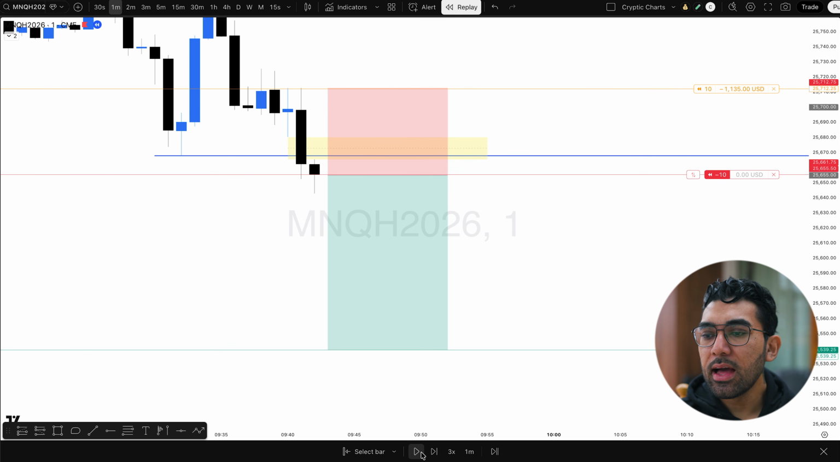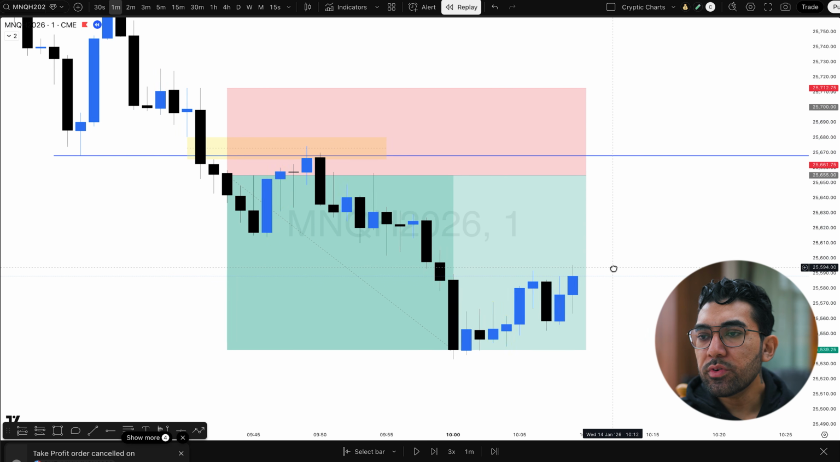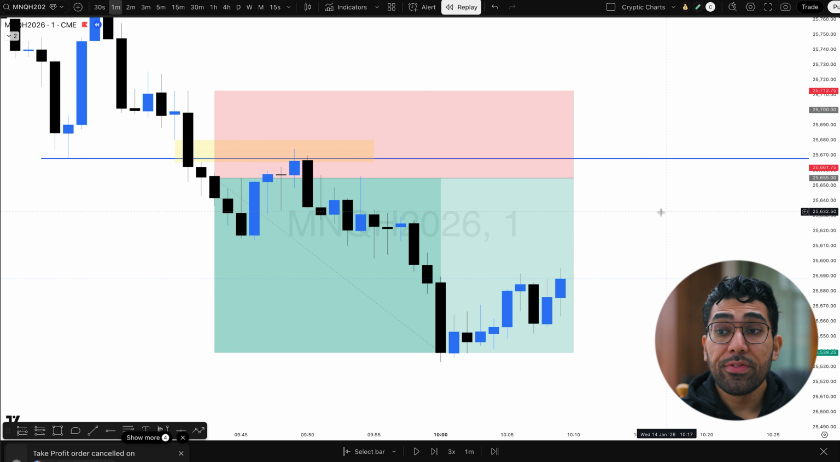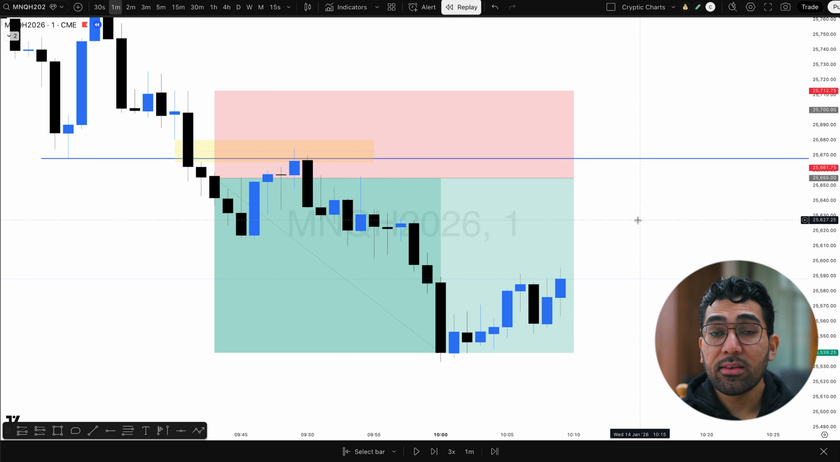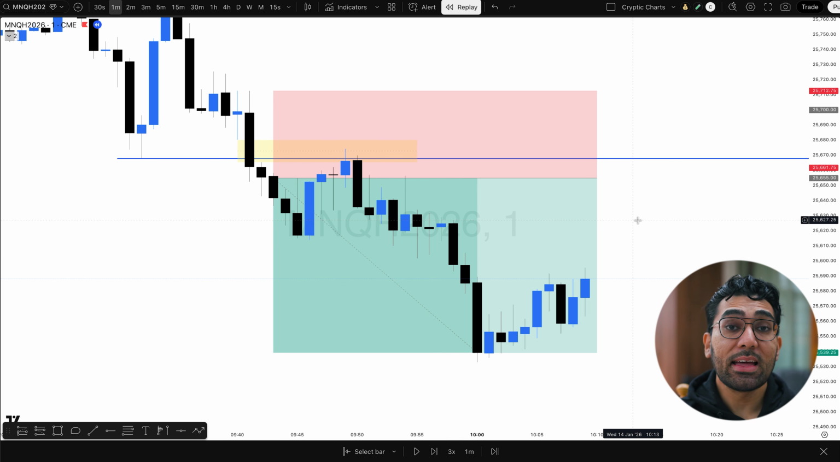So let's go ahead and see how this plays out. There we go. Target hit. That's over $2,000 that would have been made on that trade. And it went from 9:43 up until about 10 o'clock. So about 17 minutes of work there to try and get that trade in and make that money, which ain't so bad if you ask me.